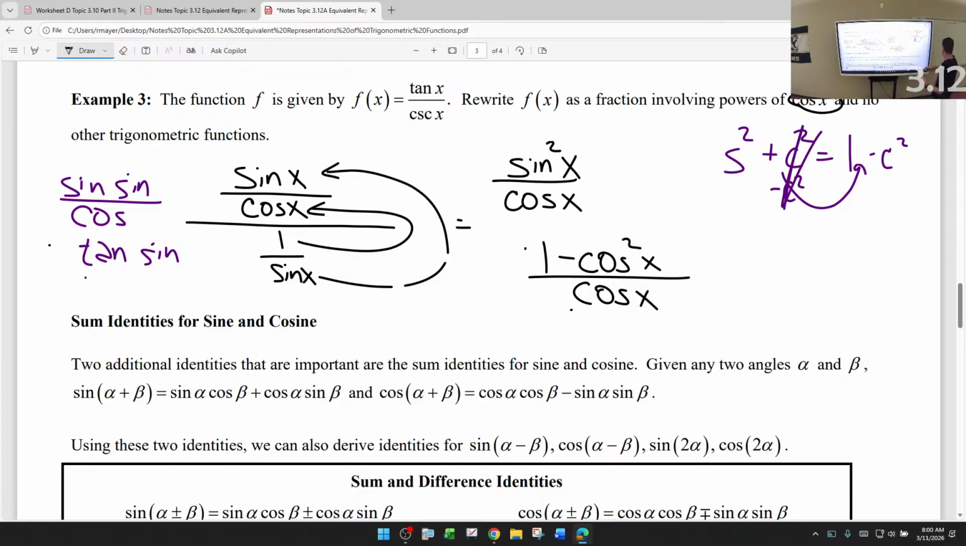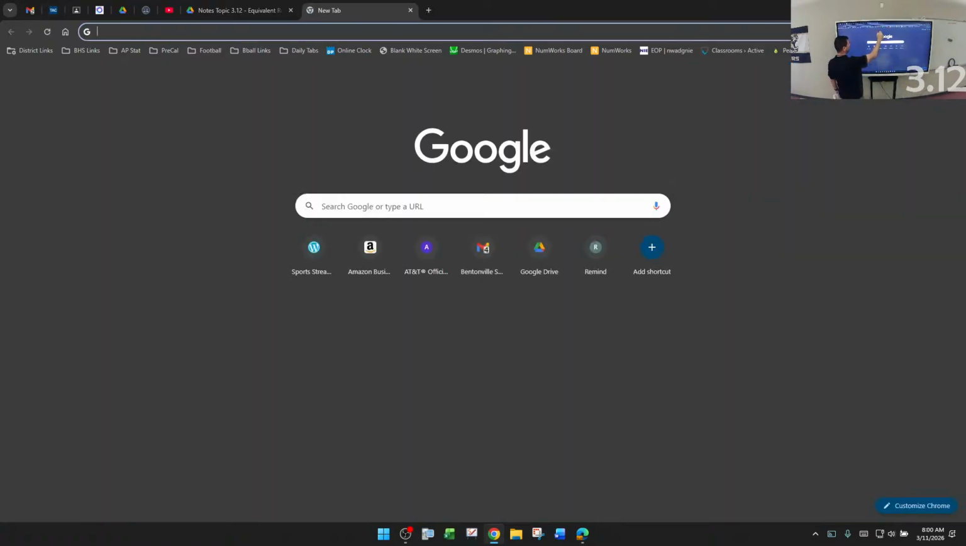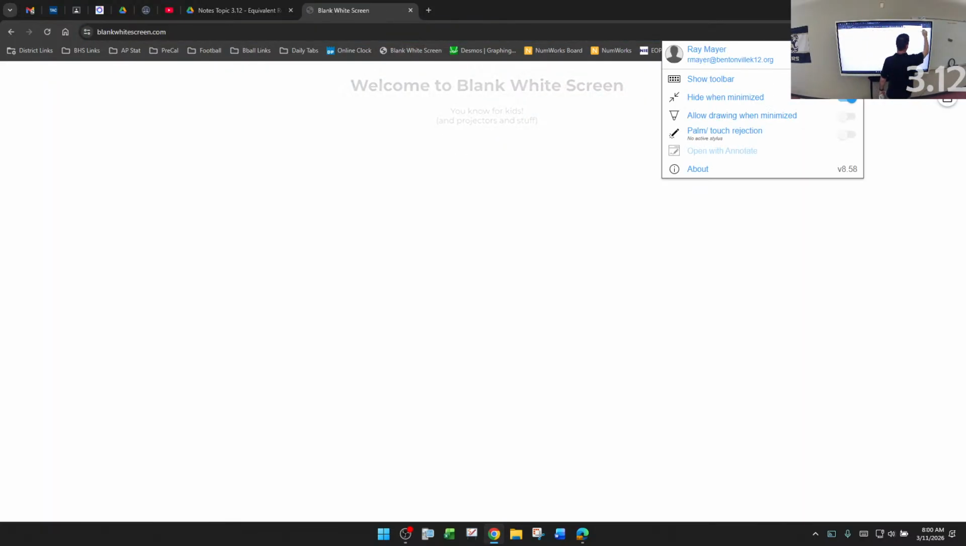So a side note, this has nothing to do with sines and cosines. This is mathematics. Where's my blank white screen? I need this. Please. Well, I didn't have to go through that whole deal. So, side note, this mathematics: x plus 2 over 2.